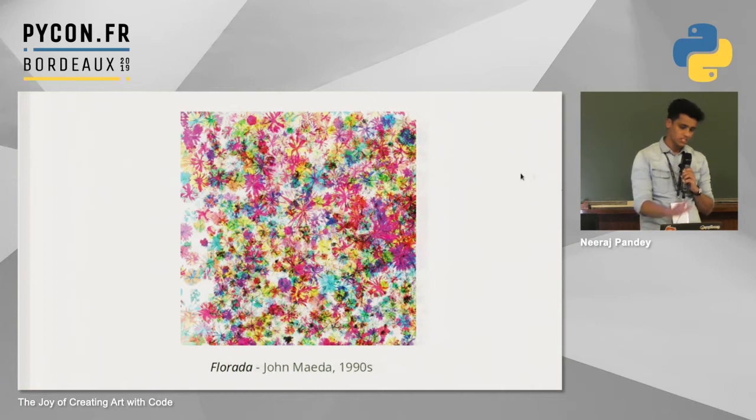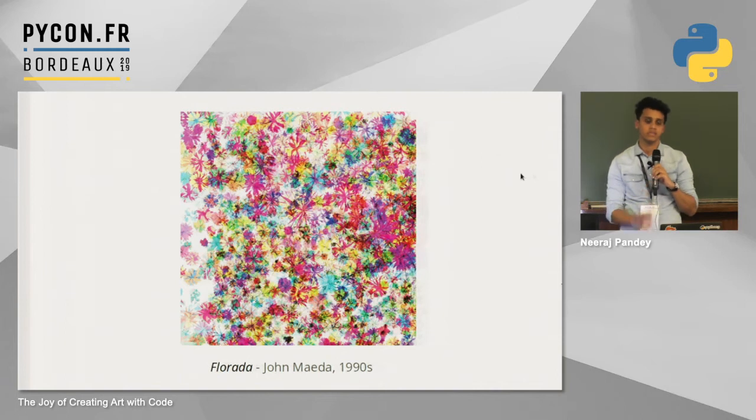Things change after this. John Maeda is a very famous personality in the field of generative art. He was a professor at MIT Media Lab, and he was the president of Rhode Island School of Design. He created a lot of awesome artworks, like this floral painting. He had two students: one is Casey Reas, and the other is Ben Fry.